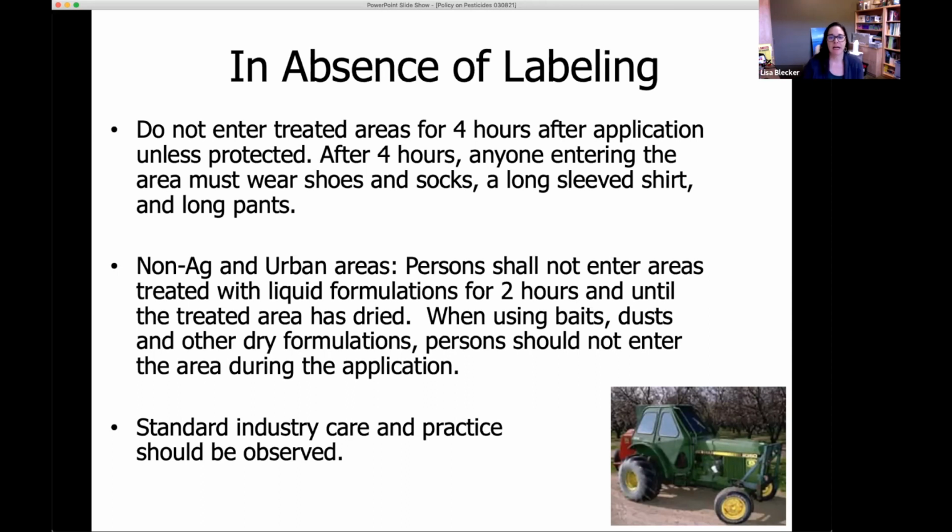Okay. And then for non-ag and urban areas, don't enter for 2 hours or until the treated area has dried. But when you're using solid formulations, just don't enter the area during the application. And these are just the minimum. You can always increase the level of safety. Standard industry care and practice should be observed.